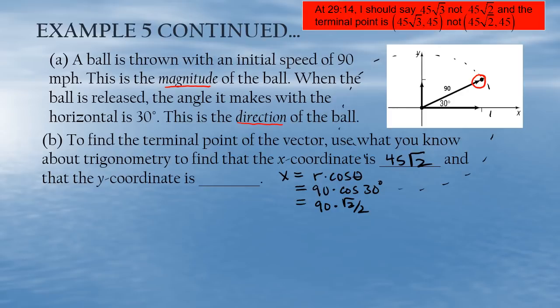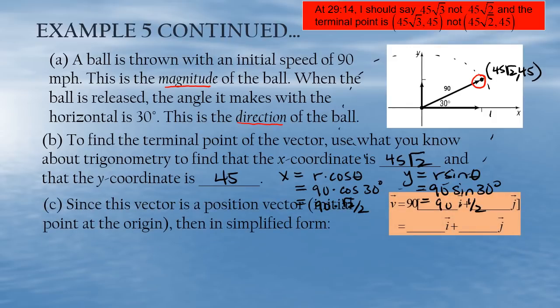And if I simplify that, I get that the x-coordinate is 45√3. And similarly, y is going to be r sine of theta, and so that's 90 times the sine of 30 degrees. If cosine of 30 degrees is √3/2, then the sine of 30 degrees has to be 1/2, and so this one comes out very clean. So the y-coordinate is 45. Okay, so this ordered pair up here is 45√3, comma 45. Now, that's me being in degrees.